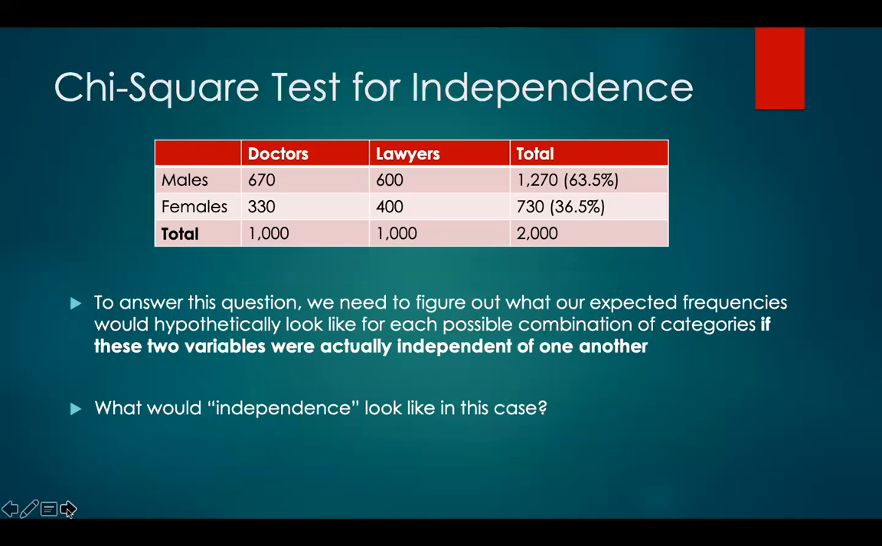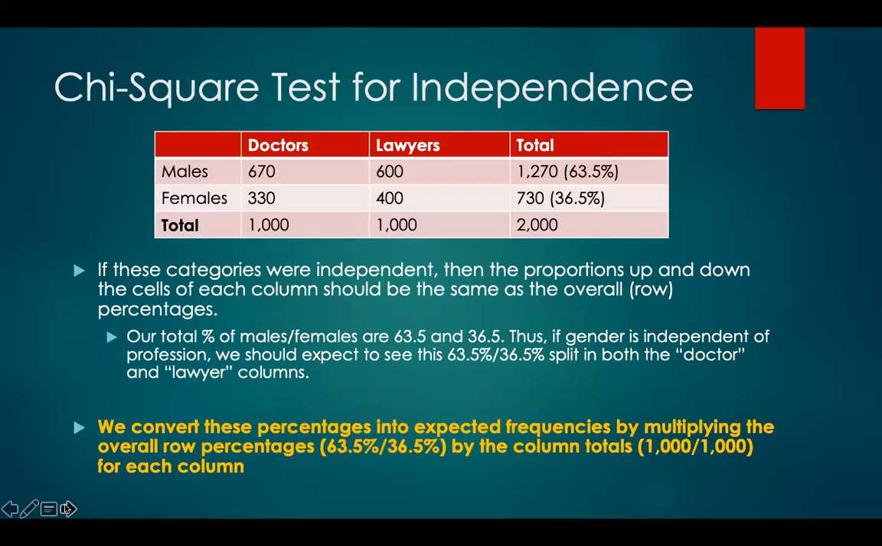To answer this question, we need to figure out what our expected frequencies would hypothetically look like for each possible combination of categories if these two variables were actually independent of one another. So what would independence look like in this case? Well, if these categories were independent, then the proportions up and down the cells of each column should be the same as the overall row percentages here.